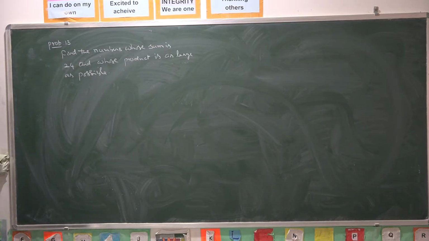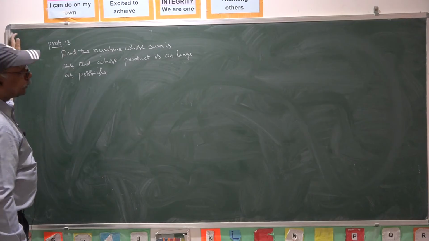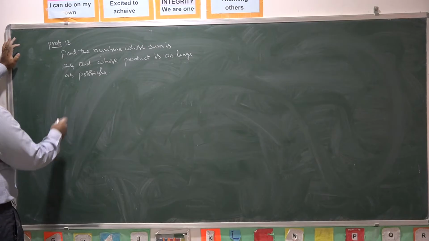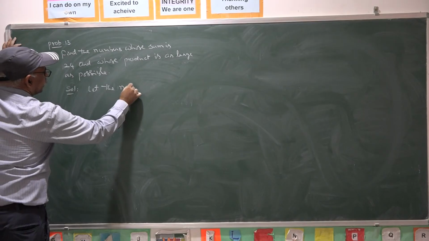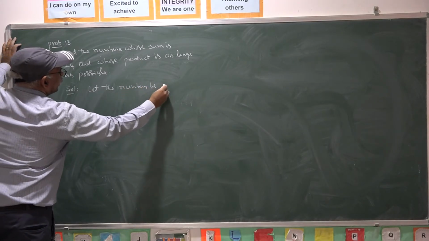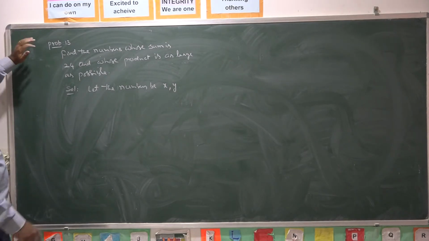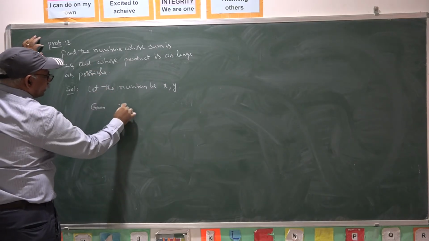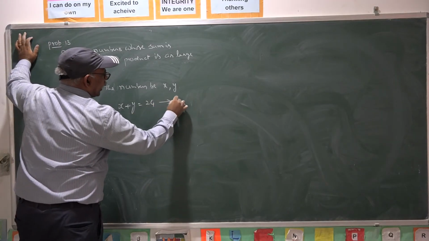Find the numbers whose sum is fixed. The sum of the numbers is constant and whose product is as large as possible. The product must be maximum. So let the numbers be x, y. Now given the sum of the numbers is 24, hence x plus y is 24. Let this be 1.